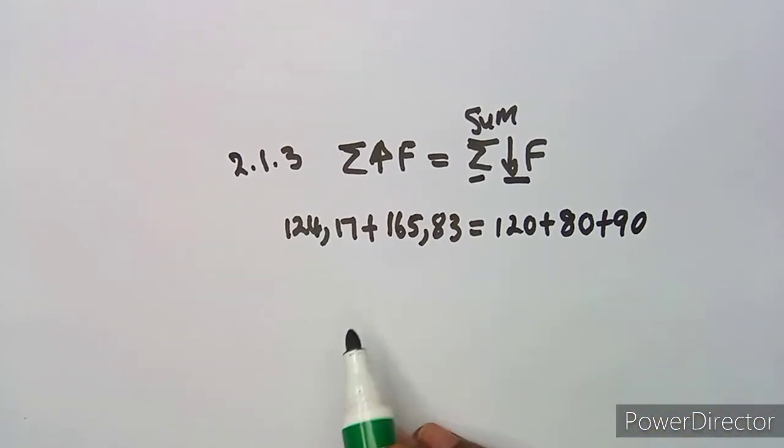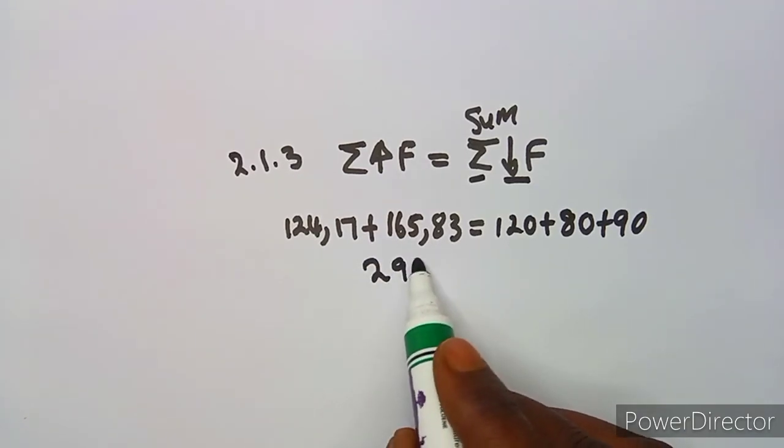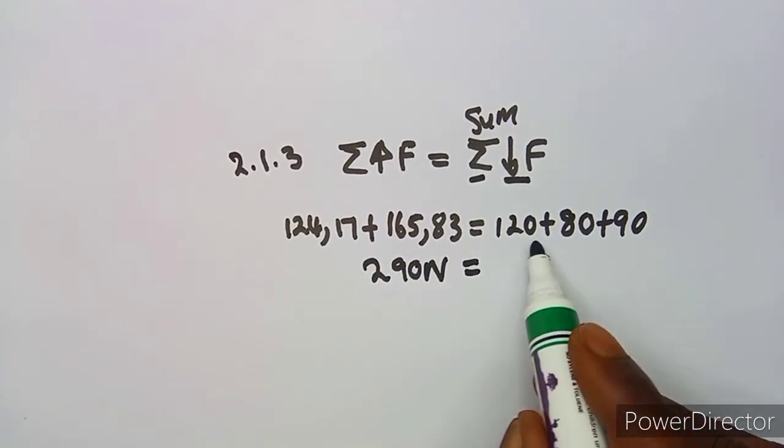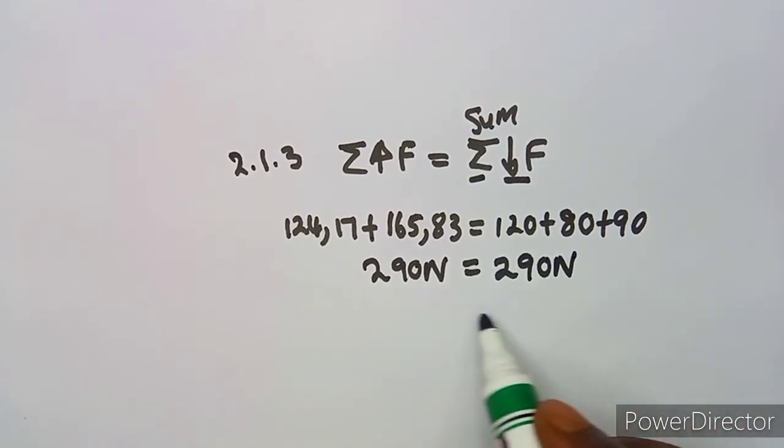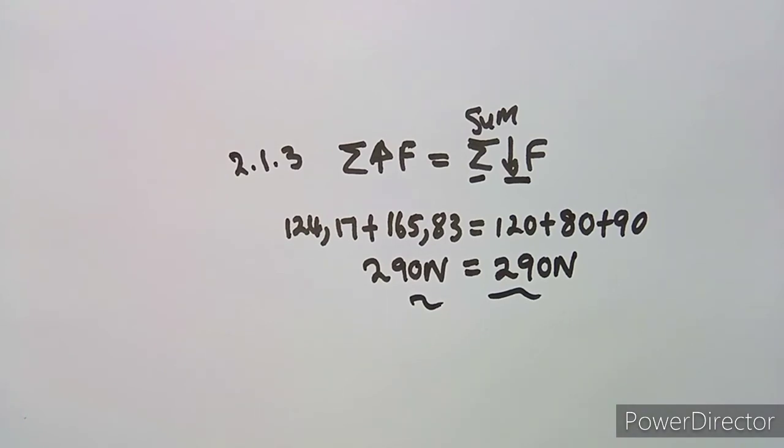Okay, so just try to combine properly, guys. You're going to obtain something like 290 here. Also on this side, you're going to obtain 290 if you add this properly using your calculator. So by just having these 2 equal, it means this is true, because the sum of the upward force should be equal to the sum of what? Of the downward force. Okay, that's what we had.